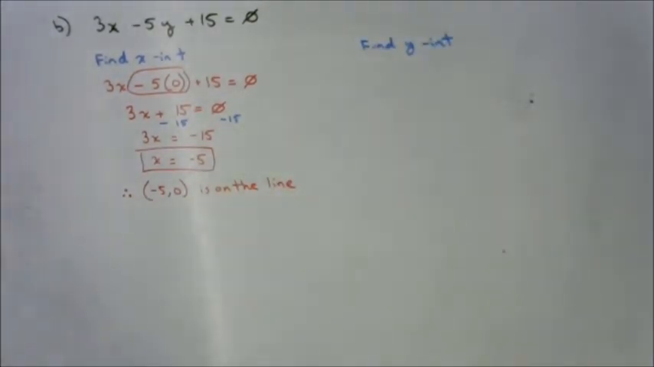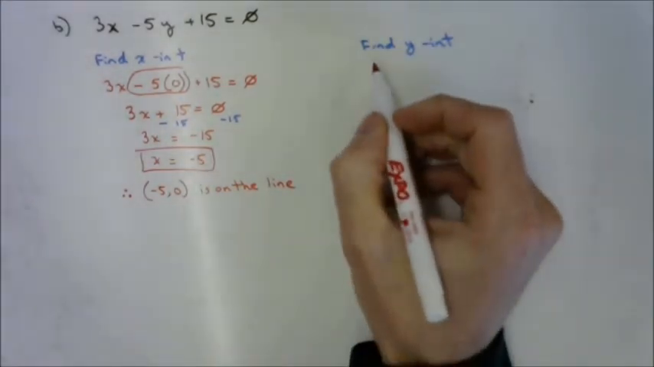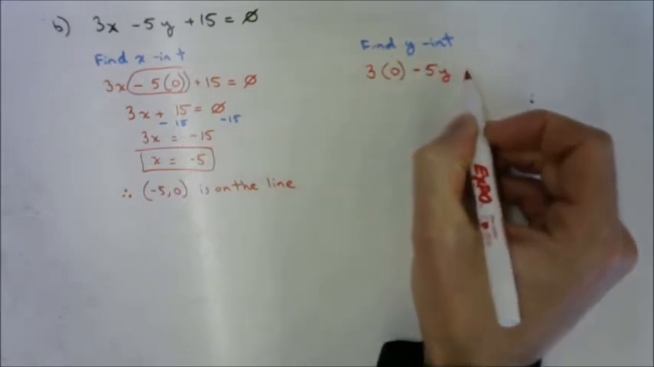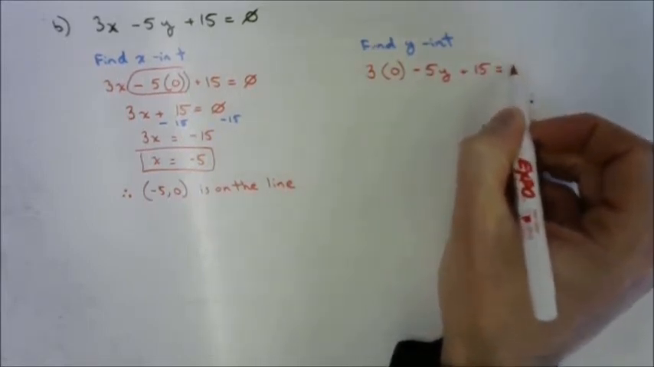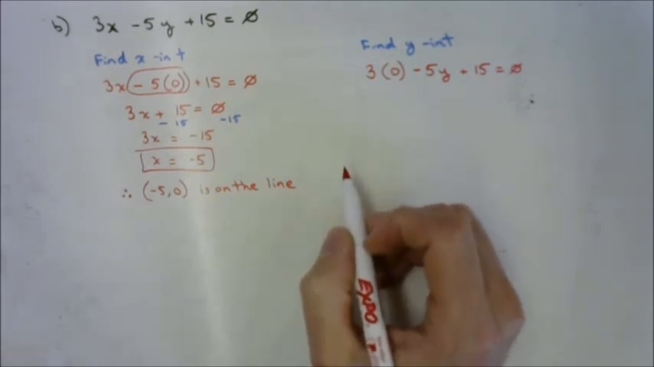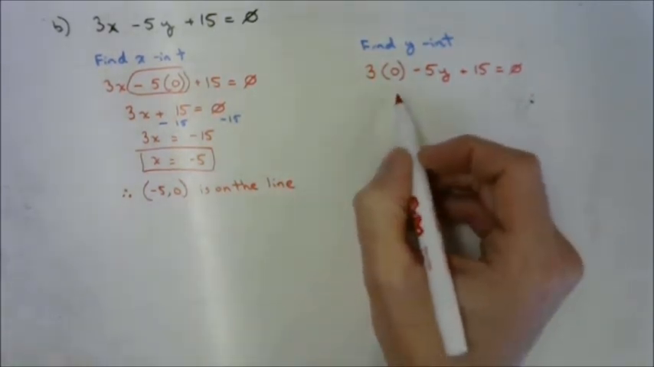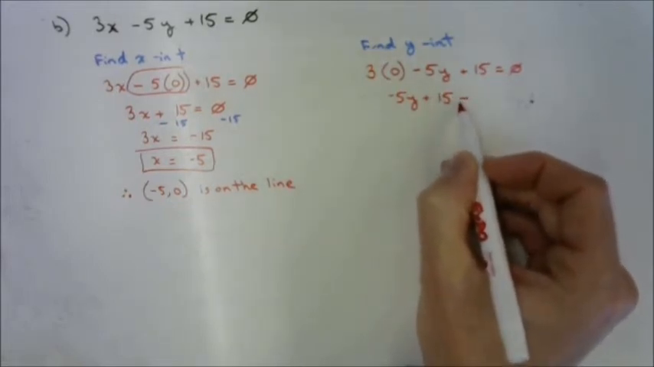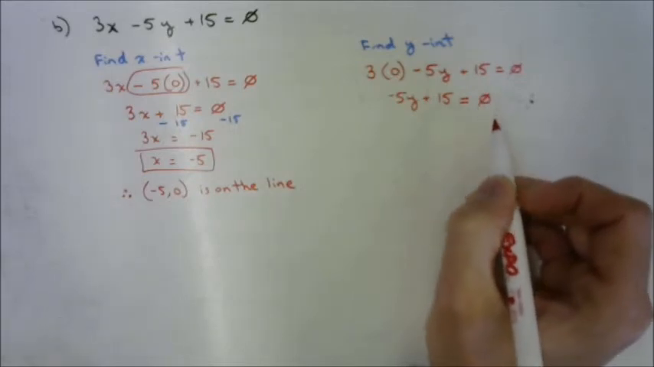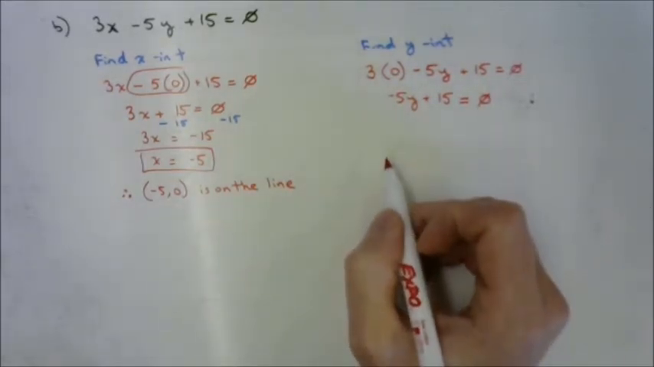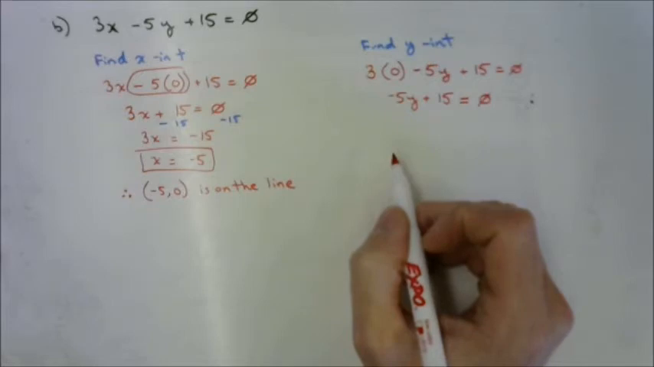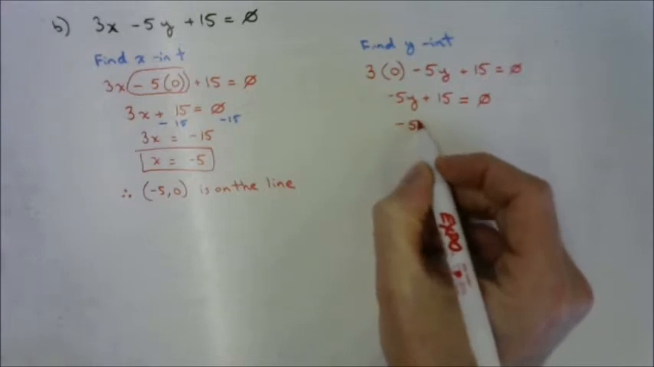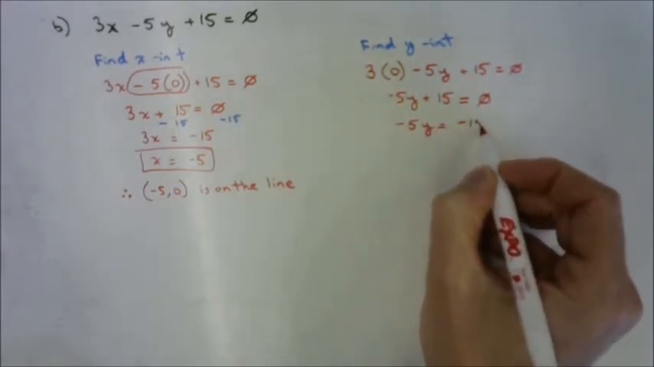Find the y-intercept by setting x at 0. So we have 3 times 0 minus 5y plus 15 equals 0. What's my next line look like? Negative 5y plus 15 equals 0. Next line: minus 15 from both sides. So what am I actually going to write? Negative 5y equals negative 15. Good job.